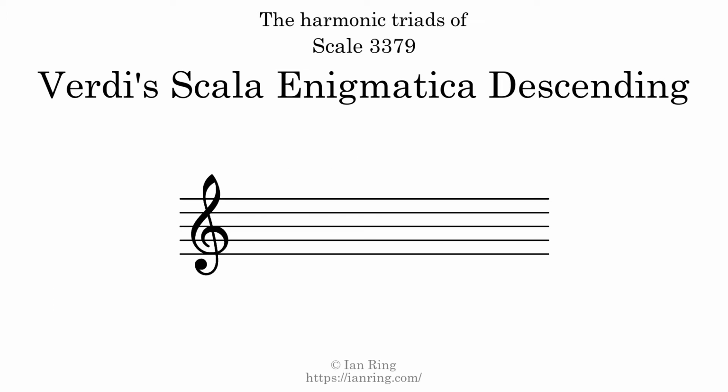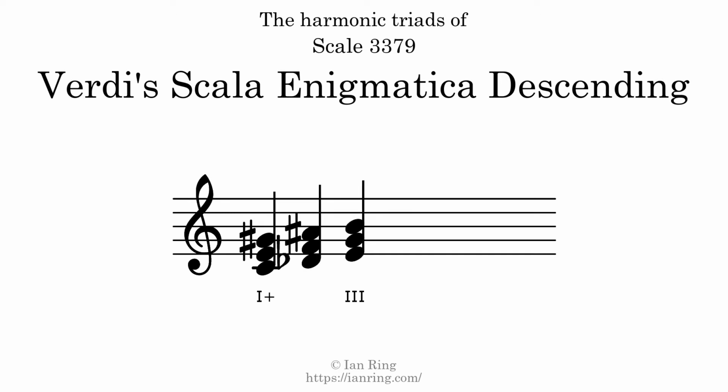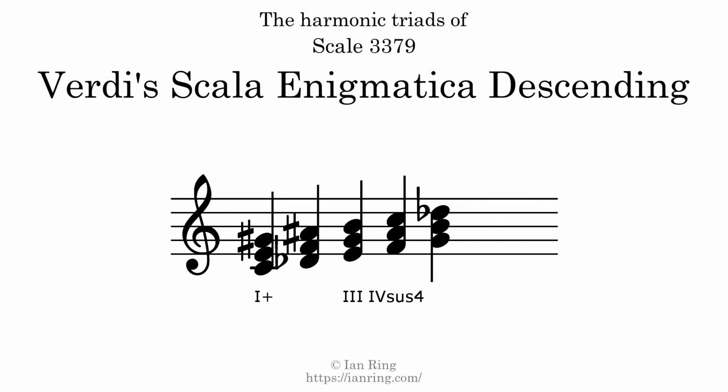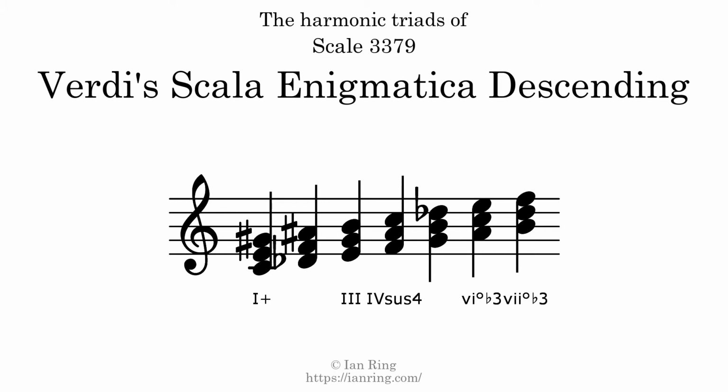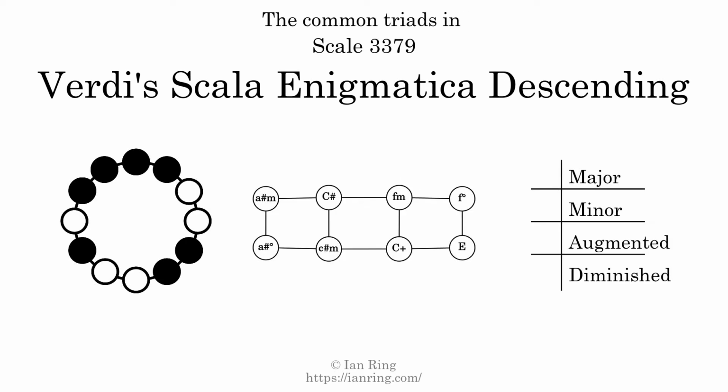1101001100011. Here are the harmonic triads present in this scale. Augmented, unnamed, major, sus4, unnamed, diminished flat 3, diminished flat 3. Here are the common triads present in this scale. The diagram in the center is a graph of parsimonious voice leading between triads.